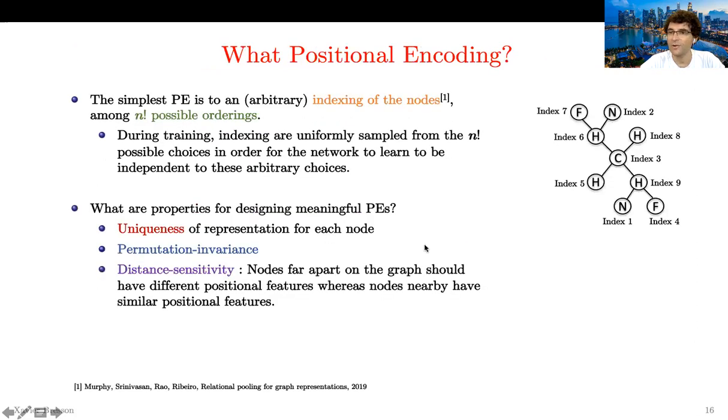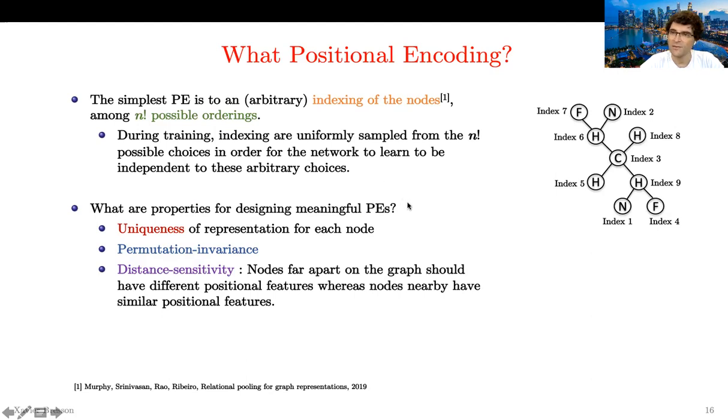So what positional encoding? The simplest positional encoding we can think about is to have an indexing of the nodes, like this node will have index 7, index 6, and so on. But this is a choice among n factorial possible orderings of the nodes. So what you do in practice, because you want your network to learn this invariance with respect to the node ordering, is that you uniformly sample among the n factorial possible choices. But this will be an approximation in the end.